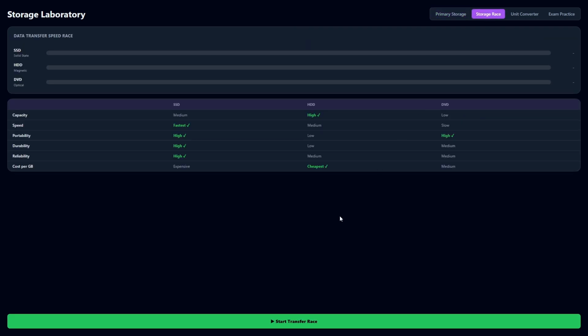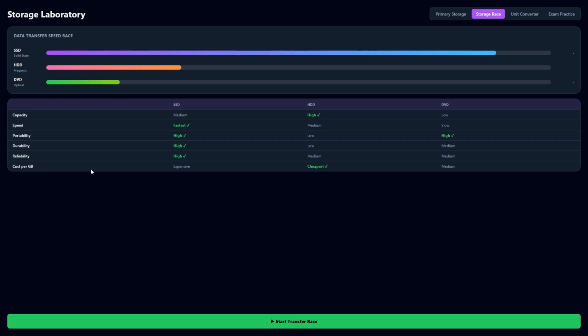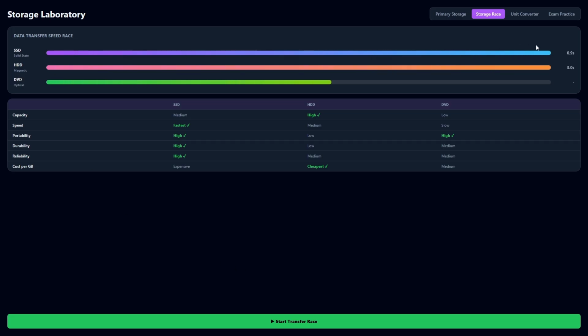Now, we need to be able to compare the three storage types: solid state, magnetic, and optical drive. Which one's faster? Let's look at the transfer rate. SSD is way faster, then hard drive second, and then DVD optical is third. So these are the three main storage types that you need to know about, and you also need to be able to compare between all three: the capacity, speed, portability, durability, reliability, and cost per GB.